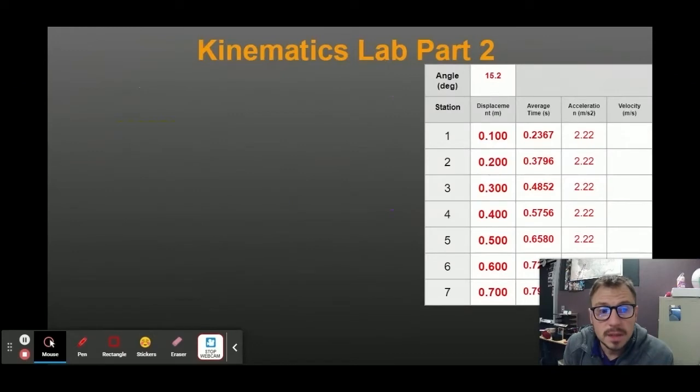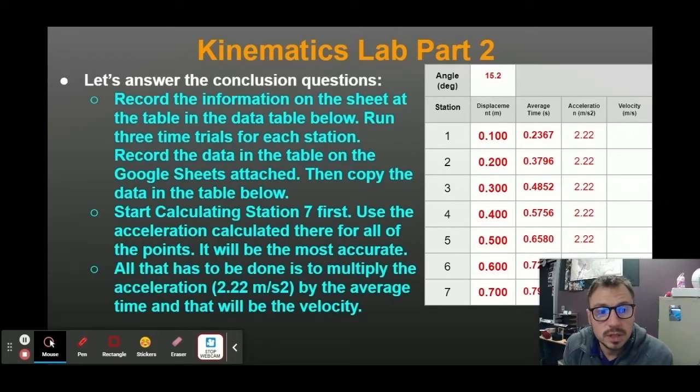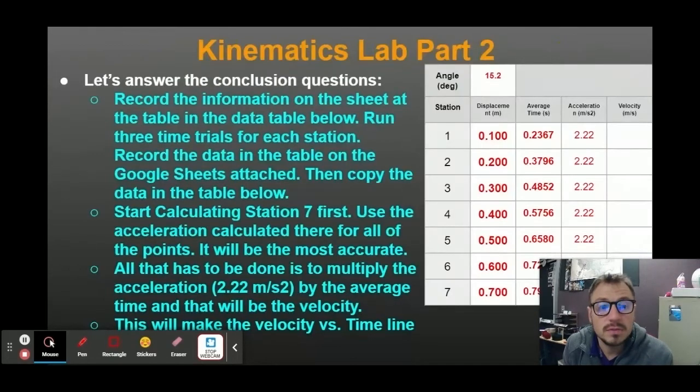All right, so now what I want you to see is that we just did station 7. So that was when those photo gates were the farthest apart. We're going to use that acceleration for all of these calculations, and I'll tell you why. Because if we look at, let's just use this and we'll calculate station 1.